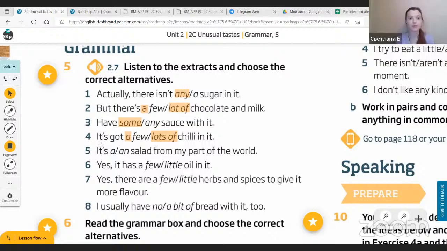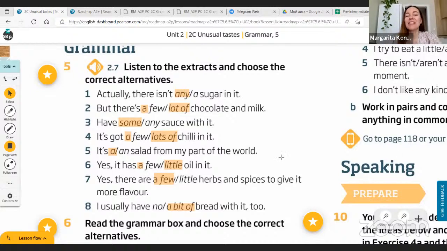Number 5, salad. A salad. Number 6, little. A little. It has to be again a little. A little oil. 7, a few. And 8, a bit. I usually have a bit of bread. That's right. Okay, well done.